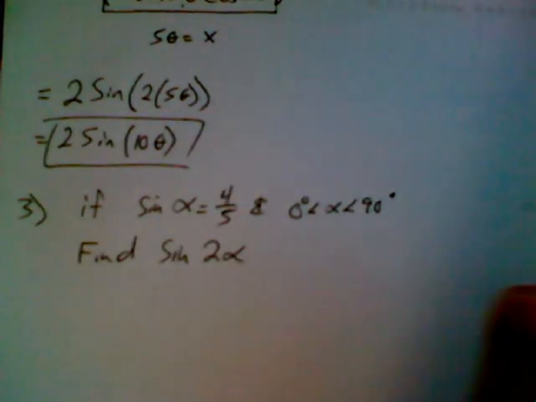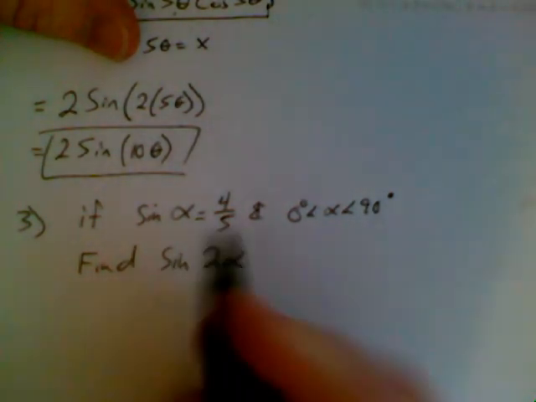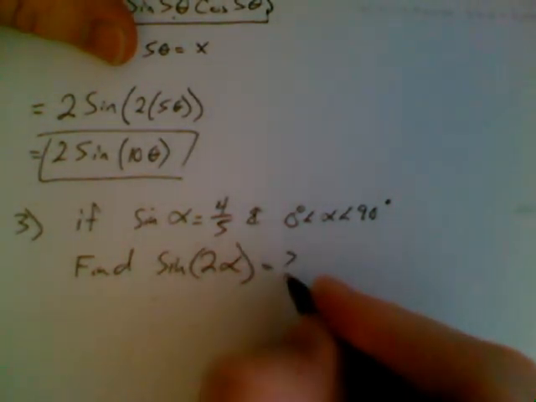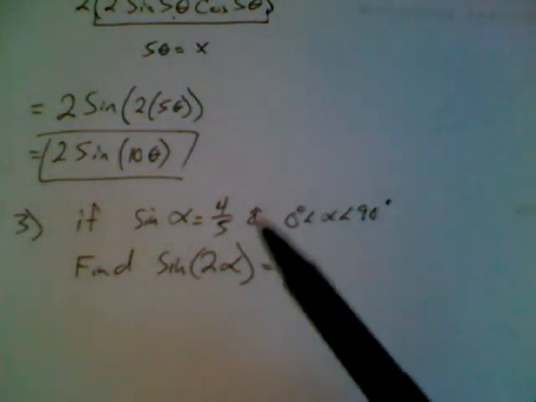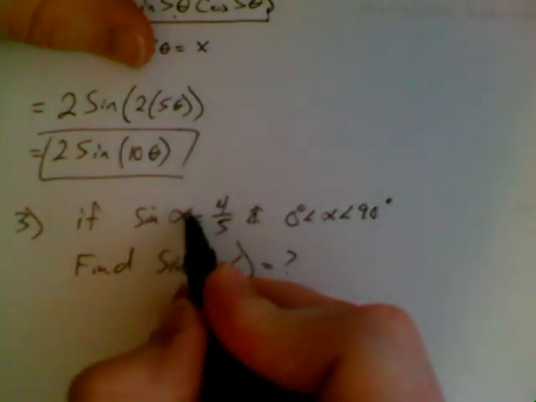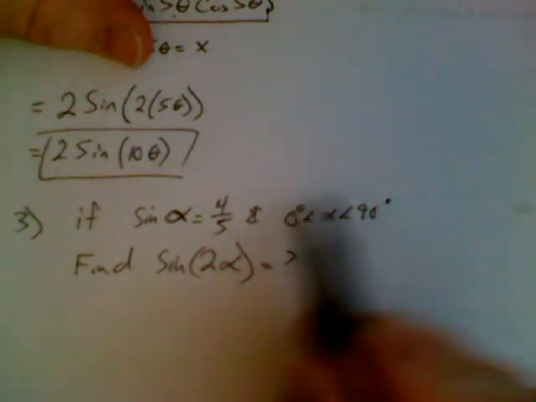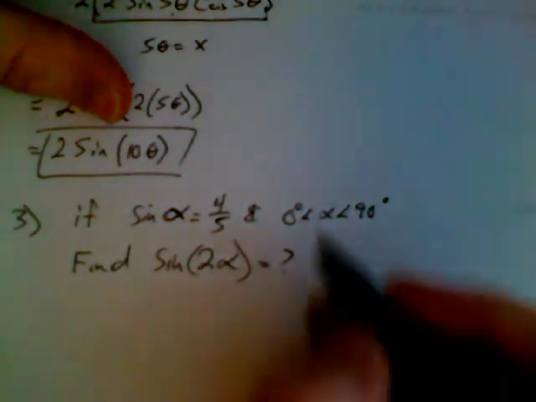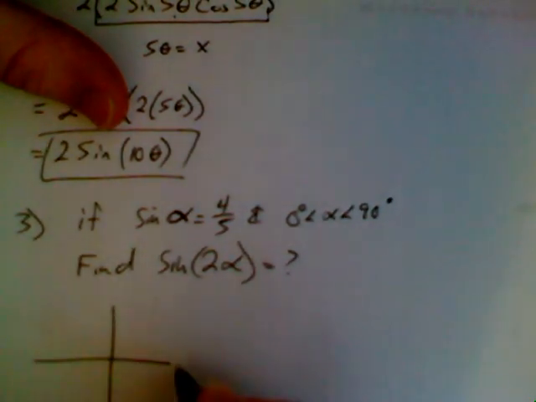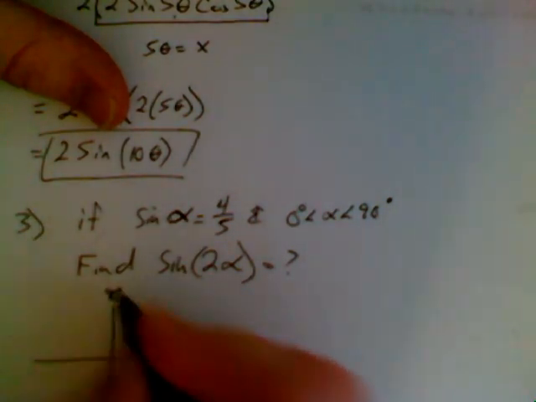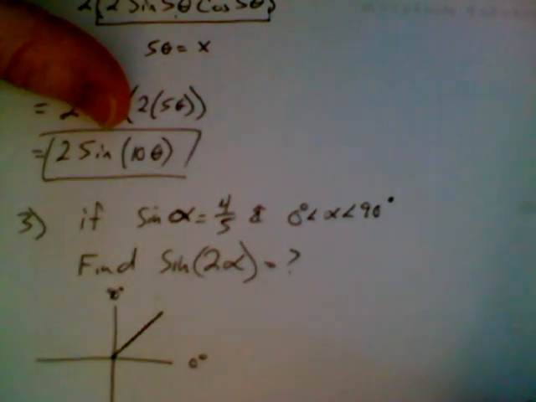Now there's a lot of stuff going on here. All I'm really looking for is what is this? This is what I want to know. What they're giving me is sine of regular alpha, and what quadrant we're working in. So let me start with that. I'm working in 0 to 90, that's 0 degrees to 90 degrees. That means I'm working in this first quadrant over here.